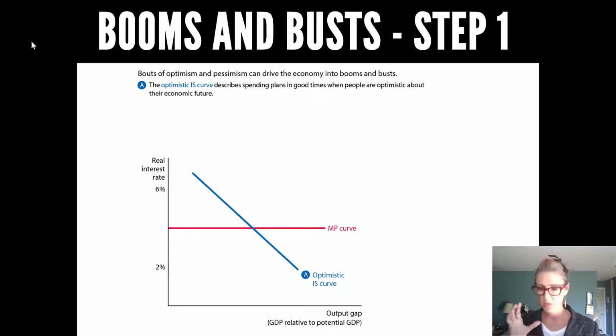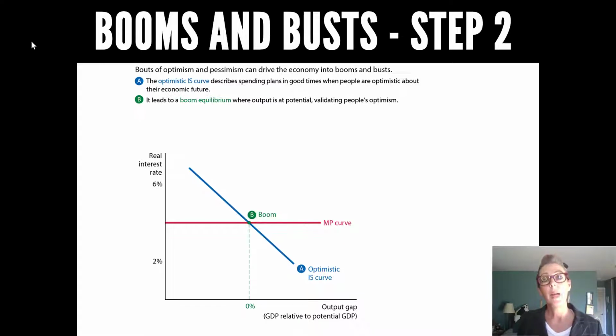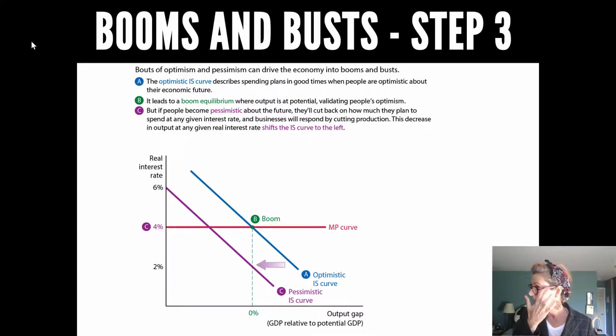So let's talk this through using the model here. We've got the optimistic IS curve. Let's assume this is people spending, because the IS curve is a map of people spending. If they're optimistic about the economy, this is how they'll spend at each interest rate. That's in boom time, but that might change. If people become pessimistic, there's going to be a cutback on spending. It becomes almost a self-fulfilling prophecy.